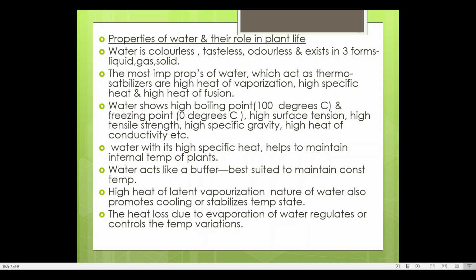Water, with its high specific heat, helps to maintain the internal temperature of plants. Water acts like a buffer which is best suited to maintain constant temperature. And the high latent heat of vaporization of water also promotes cooling or stabilizes the temperature. The heat loss due to evaporation of water regulates or controls the temperature variations.